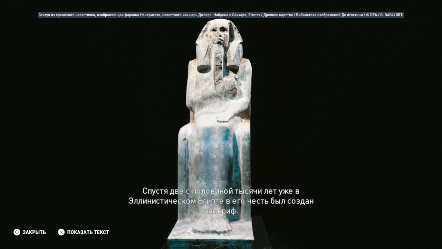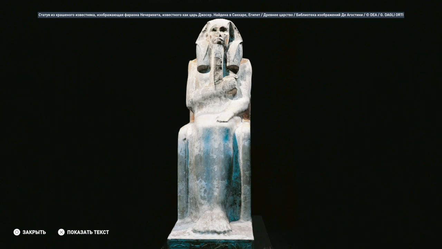An apocrypha was drafted in his name during the Ptolemaic period, 2,500 years after his death.